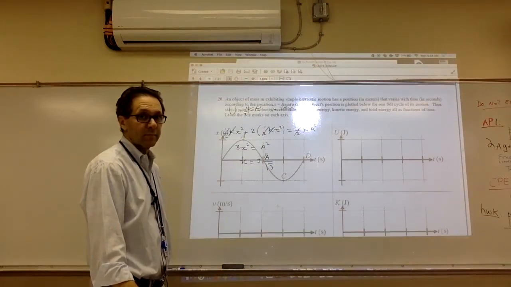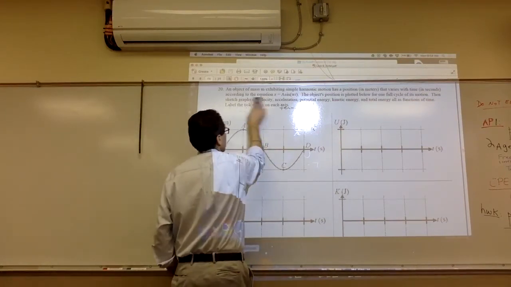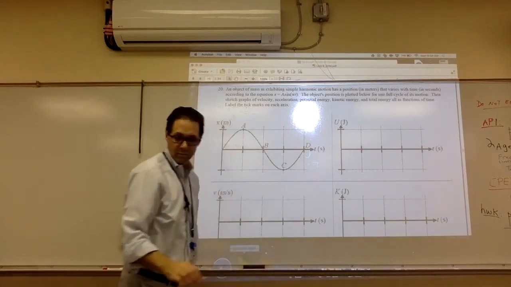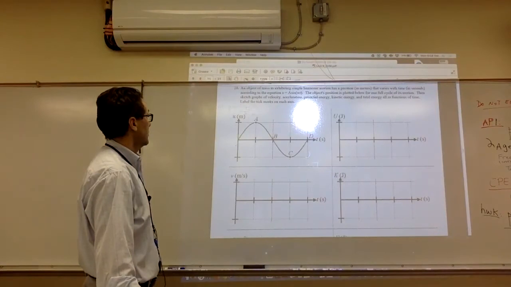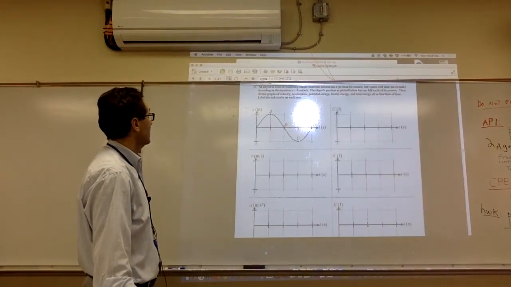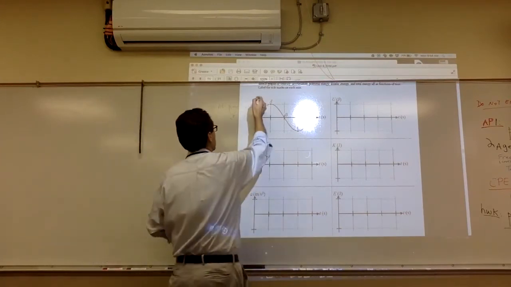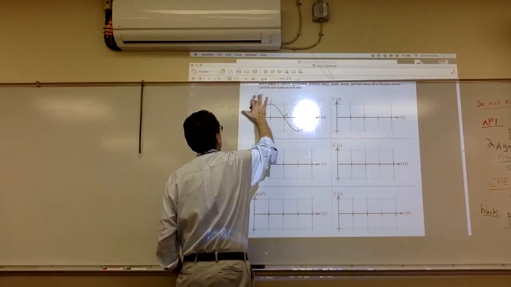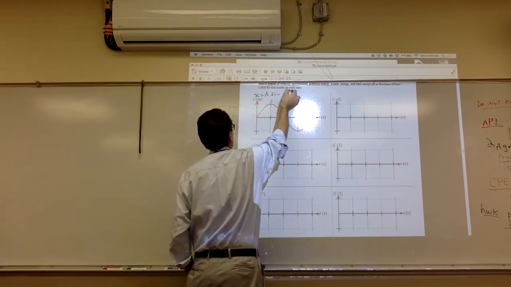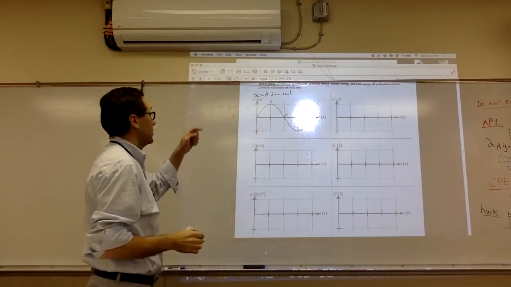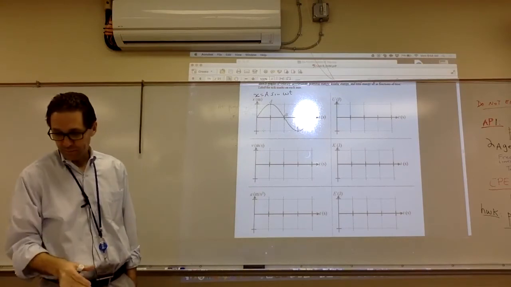All right. I'm going to try to make this smaller so we can fit everything in there. Okay. So the function here is x equals A sine omega t. Now keep in mind that this position-time graph can be a sine or a cosine. It all depends on when the time starts.